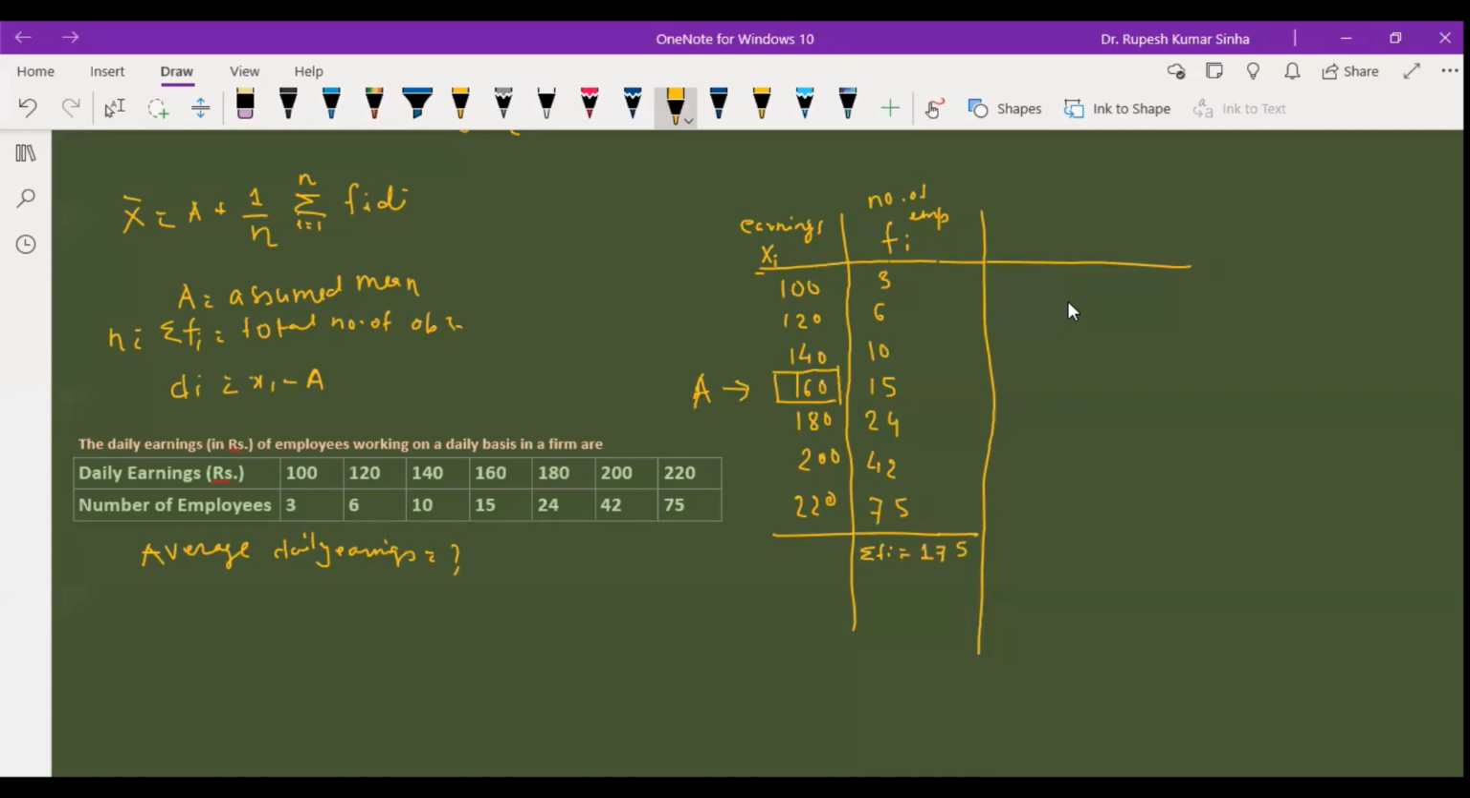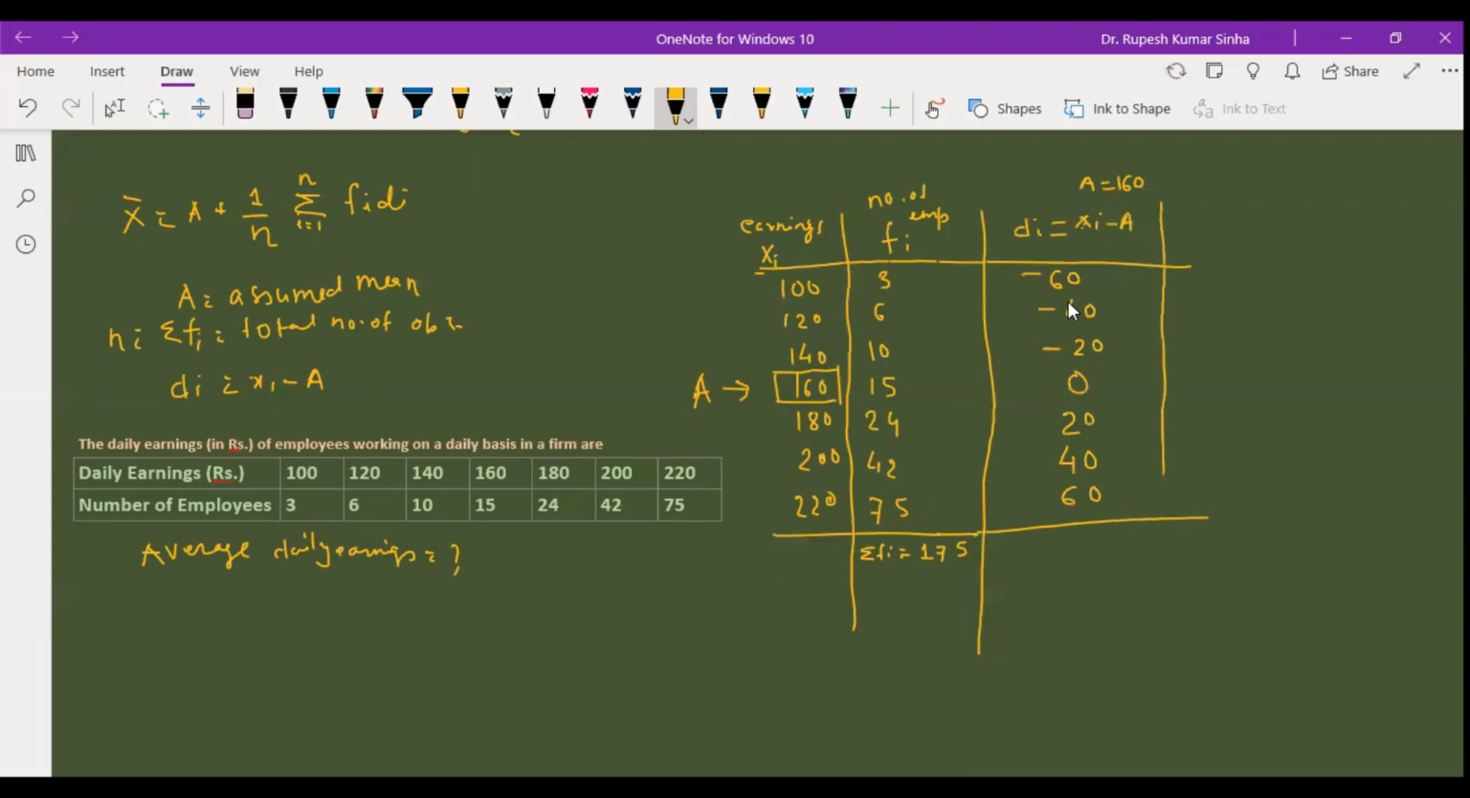Now we have to find out Fi di. For that, first we need to find out di. How to find di? di equal to xi minus A, and our A, we have taken 160 as assumed mean. So 100 minus 160, 120 minus 160, 140 minus 160 and so on. So 100 minus 160 gives minus 60. Next, we get minus 40, minus 20, 160 minus 160 gives 0, then 20, 180 minus 160 is 20, 200 minus 160 is 40, and 220 minus 160 gives 60. So we got all di.